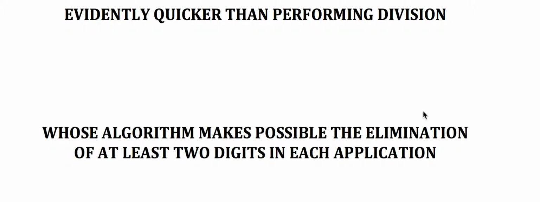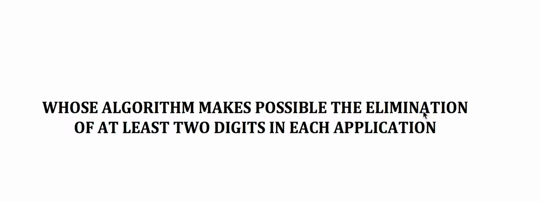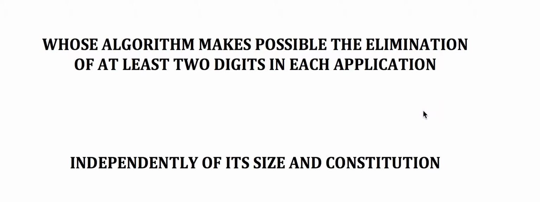because it's not logical to create and give the name of a rule in the strict sense to a procedure that is slower than performing division, whose algorithm makes possible the elimination of at least 2 digits in each application. The elimination of just 1 digit in each application makes the procedure very slow, independently of its size and constitution.